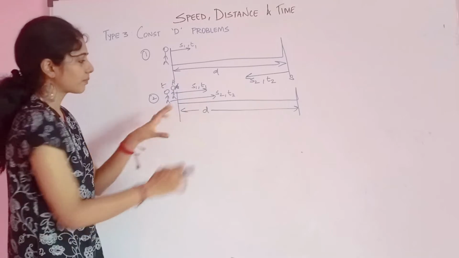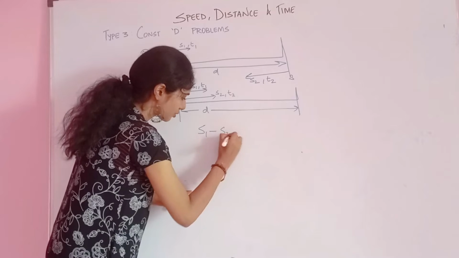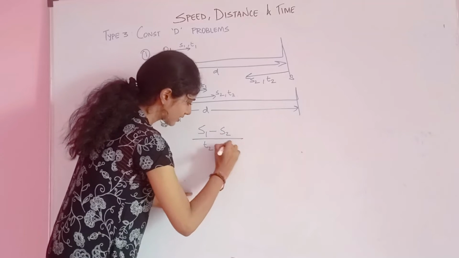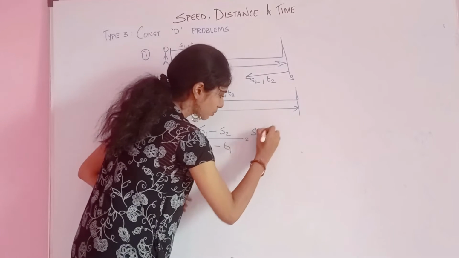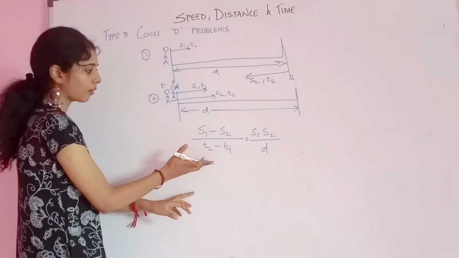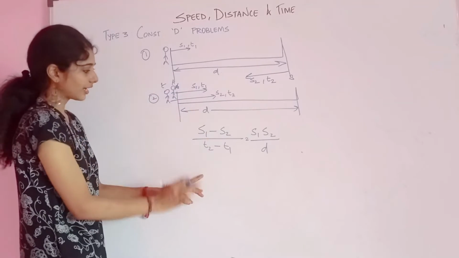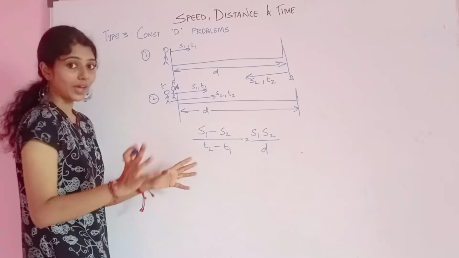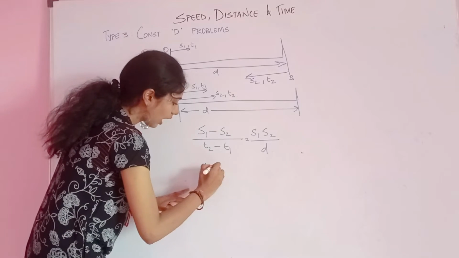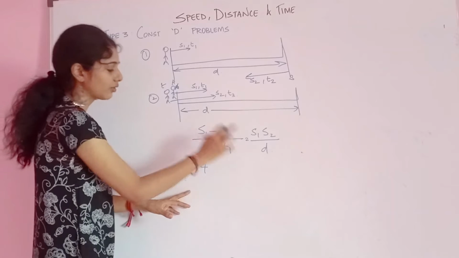So what is the relationship between all of these 5 variables? It is that (S1 minus S2) divided by (T2 minus T1) is equal to (S1 into S2) divided by T. So this is the formula that conveys the relationship between all of these 5 variables. You can use this formula when you know 4 out of these 5 variables. When 4 are given in the question, then you can use this formula.